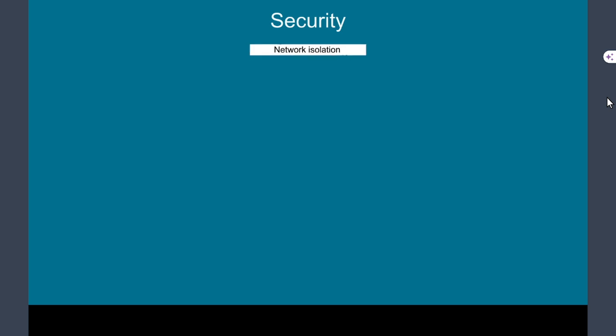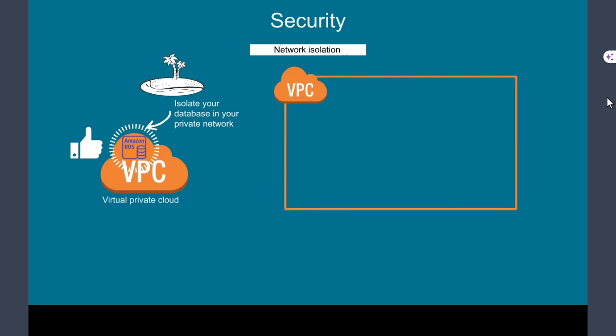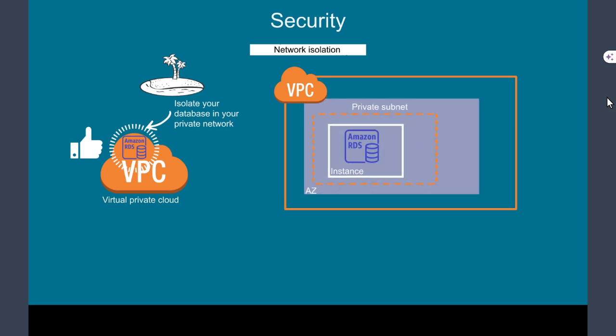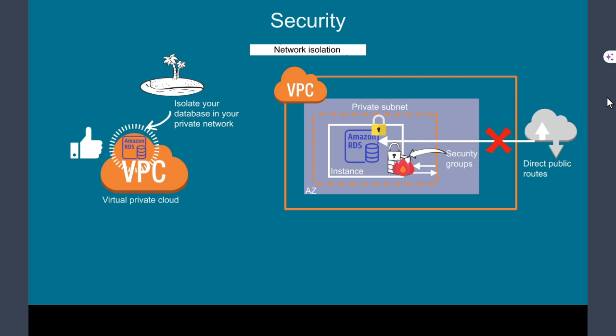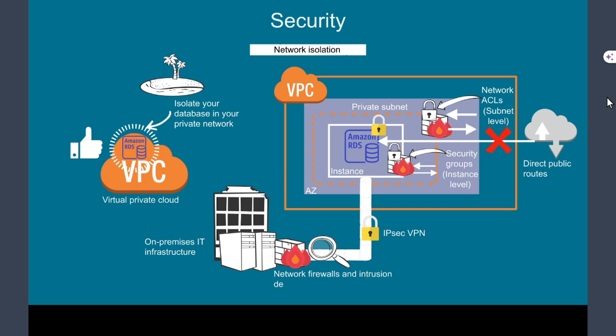Network isolation. AWS recommends that you run your database instances in a virtual private cloud, VPC, which allows you to isolate your database in your virtual network. VPC enables you to run a DB instance within a private subnet, making it secure from direct public routes on the internet. You can control network access to your DB instances in VPC using security groups at the instance level and network ACLs at the subnet level. VPC traffic can be connected to your on-premises IT infrastructure using industry-standard encrypted IPsec VPNs and can be further inspected by your on-premises security infrastructure, including network firewalls and intrusion detection systems.